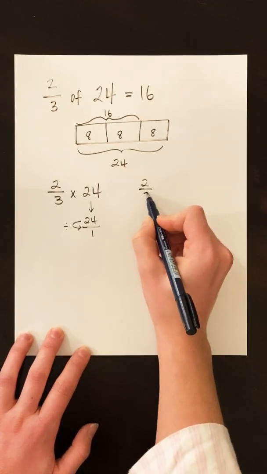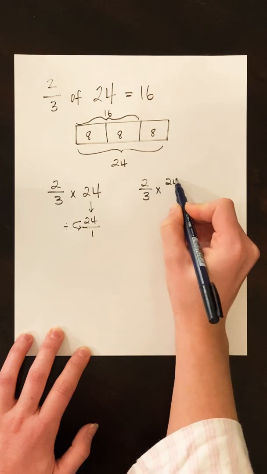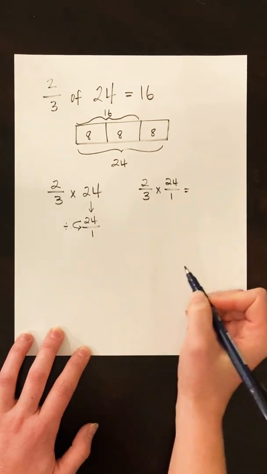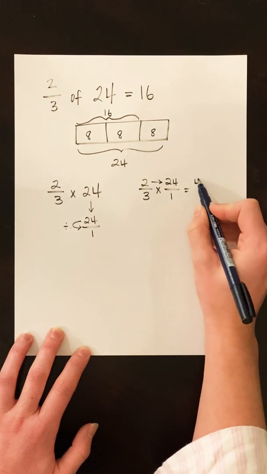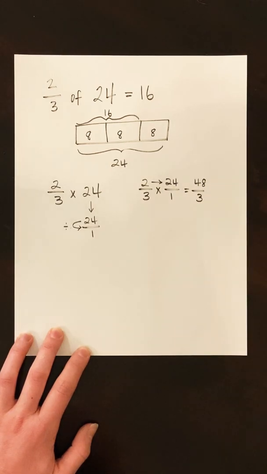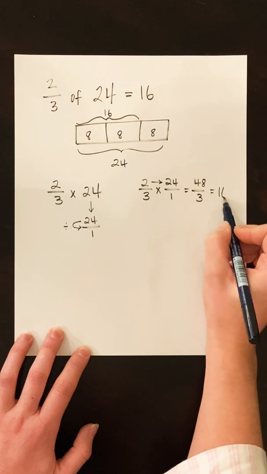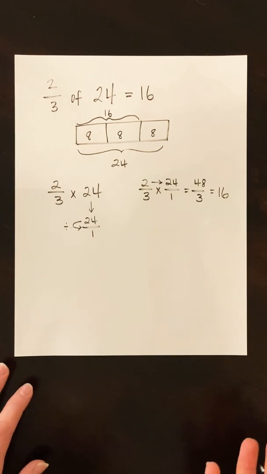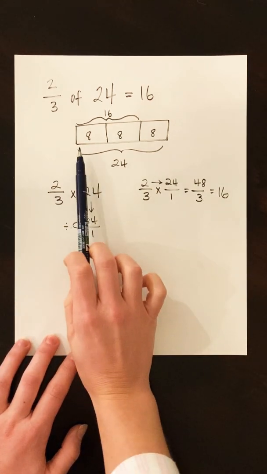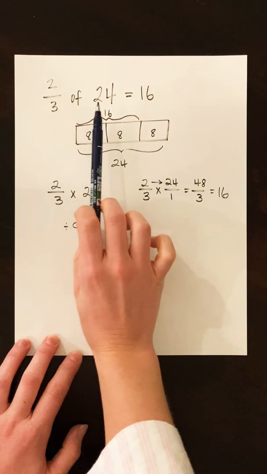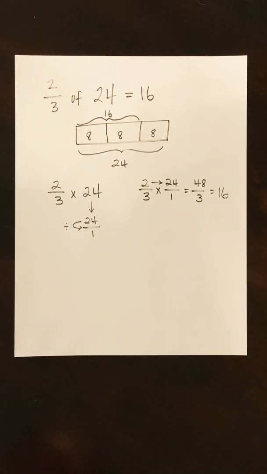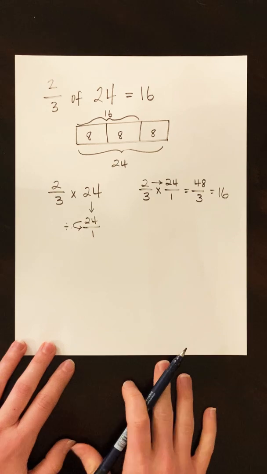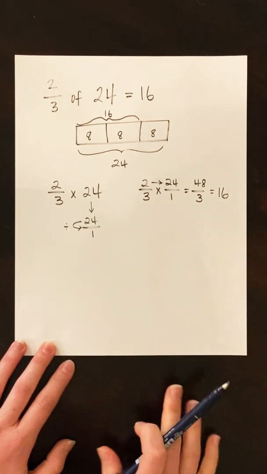So if I'm going to rewrite this, 2/3 times 24 over 1, I can use multiplication and multiply across, and I would get 48/3. And then I can use division again to figure out what that is as a mixed number or a whole number. 48 divided by 3 is 16. Now, one thing that is kind of tricky with this is I really love using the model for finding fractions of a whole number because it's visual and just makes a lot of sense to me. And we found that you can use multiplication to get the same answer.